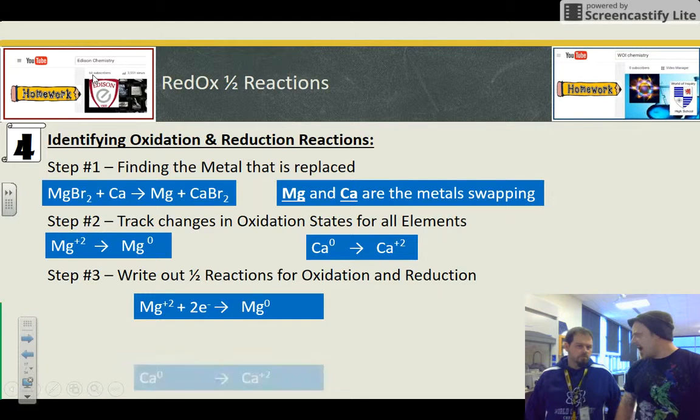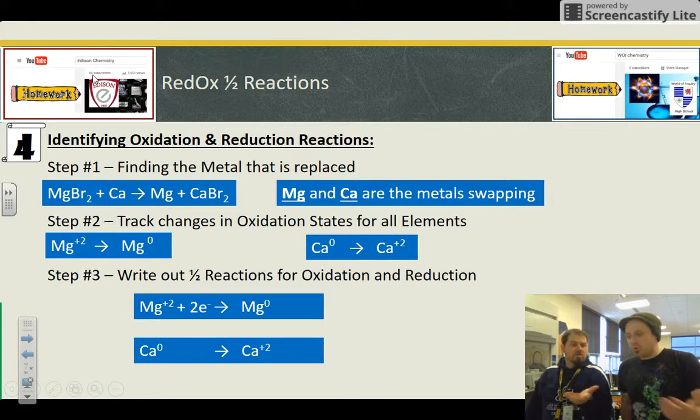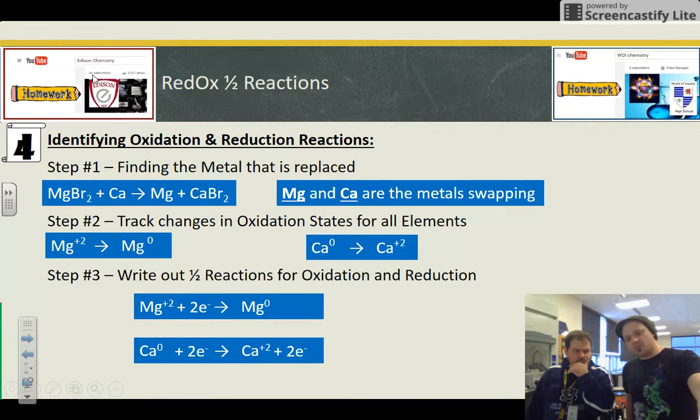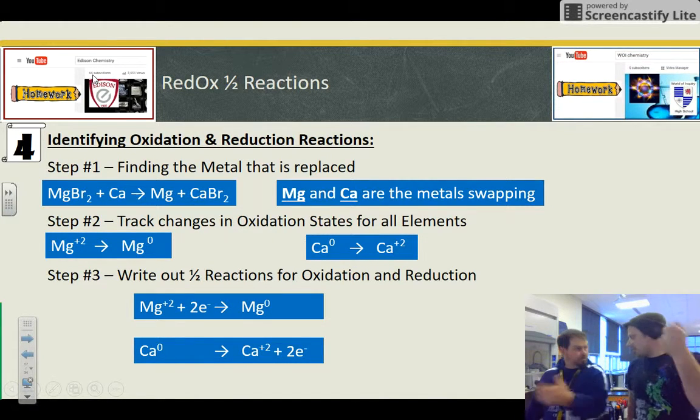So let's check out the oxidation half. Again, we have that initial Ca0 and Ca +2 that we already figured out. Where do the electrons go? If I added 2 electrons to elemental calcium, it would be a -2 charge. That's not going to work, so let's get rid of those 2 electrons there. Oxidation is losing electrons, and that's our oxidation half reaction, because losing goes on the product side.